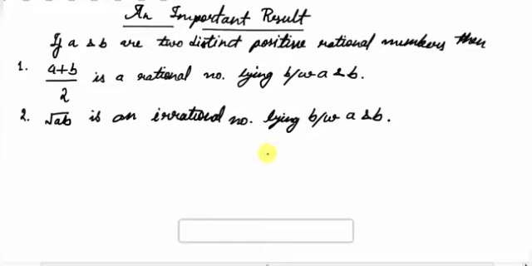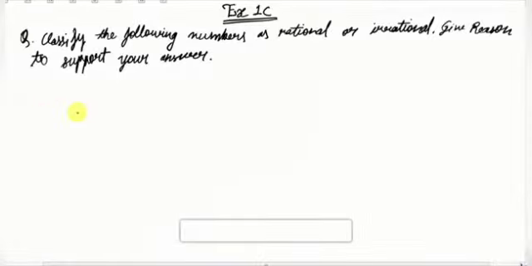We will solve a question in which we have to classify rational and irrational numbers. Now we have learned about irrational numbers. Let's see how we can classify different rational and irrational numbers just by observing the number. The question says: classify the following numbers as rational or irrational and also give reasons to support your answer. Here we have some numbers in which we have to classify which are rational and which are irrational.